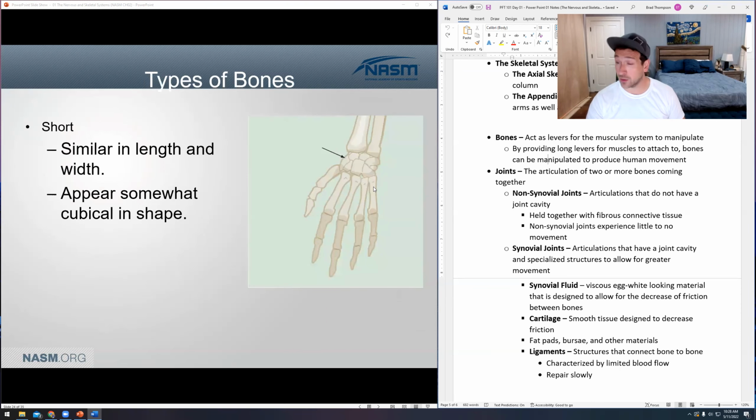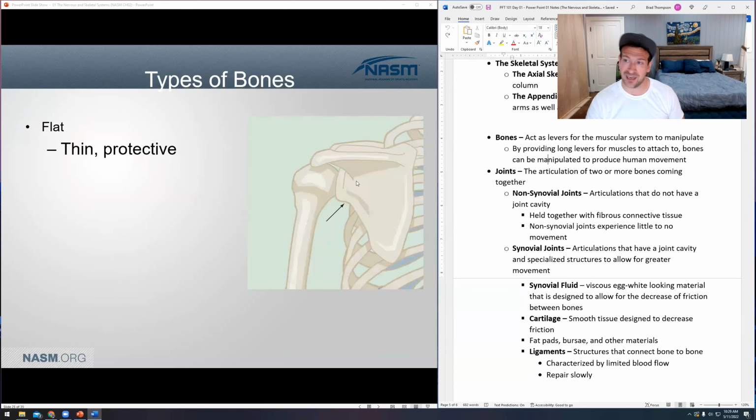We've also got short bones, which are not long. These are sometimes called cube bones. They tend to be similar in length and width, so they tend to be kind of square shaped. So long bones are long, short bones are short. We've also got flat bones, which tend to be thin, flat bones that are very protective of certain tissues. Your scapula is a good example of that. Your pelvis is a good example of that.